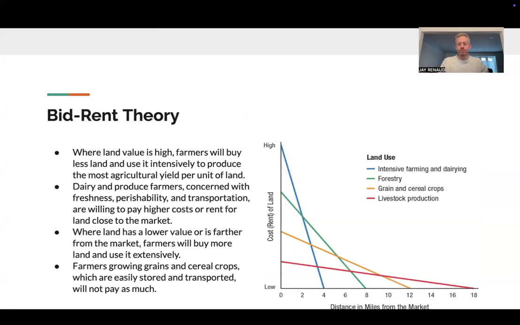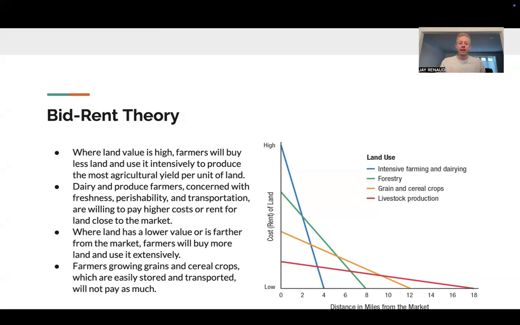Bid rent theory. Okay, so we can use bid rent theory to understand intensive versus extensive farming and what farmers will grow in proximity to a market or to the city. Land value is higher closest to the city. So what do we need to do? We need to farm more intensively. What are the types of things that require intensive farming? Dairy and fruits and vegetables. So it's going to be dairy and market gardening because those products will spoil.